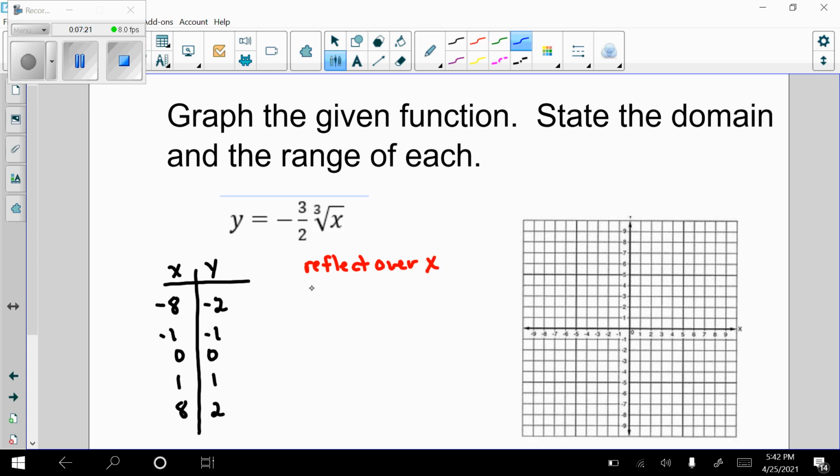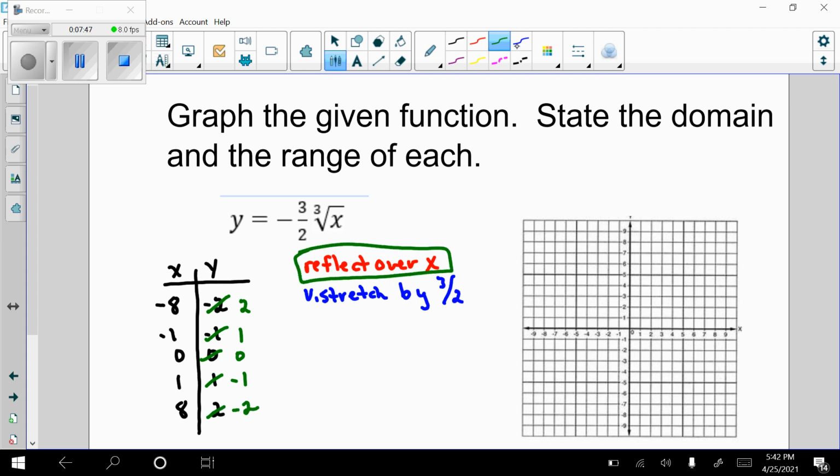My second one is a vertical stretch by 3/2, so 1.5. If I take my y values and reflect them over x, this is a 2, this is a 1, this is still a 0, this is a -1, and that's a -2. I did that in green, but I meant to do it in red.